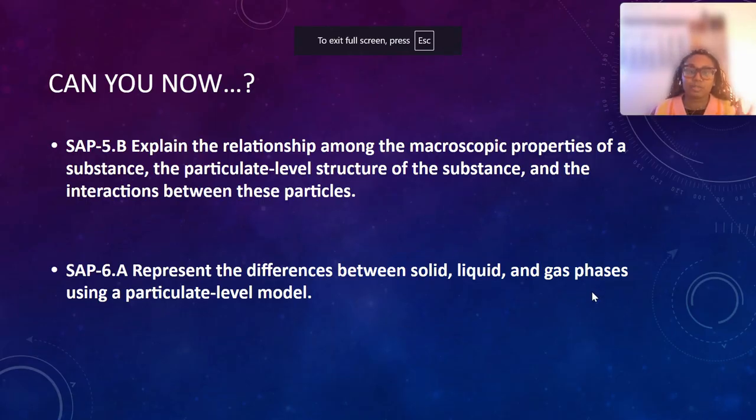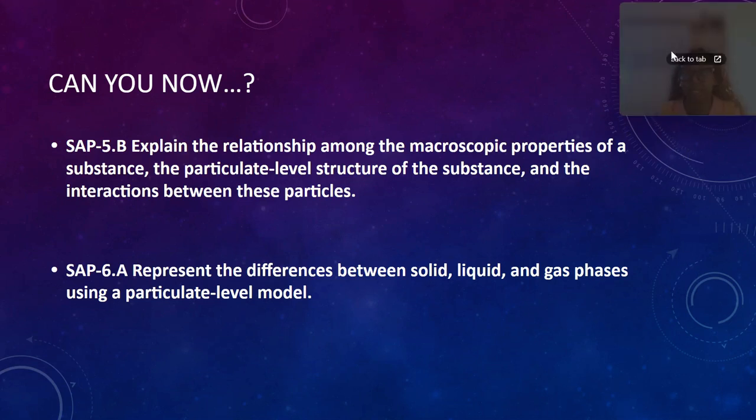All right, so can you now explain the relationship among the macroscopic properties of a substance, the particulate level structure of the substance, and the interactions between these particles? And can you represent the differences between solid, liquid, and gas phases using a particulate level model?